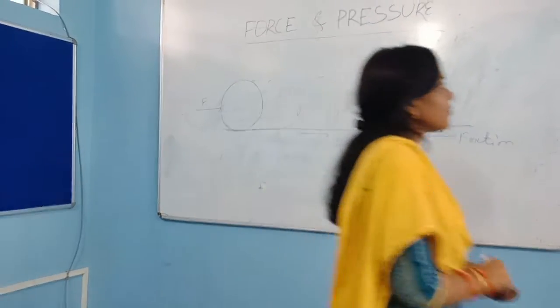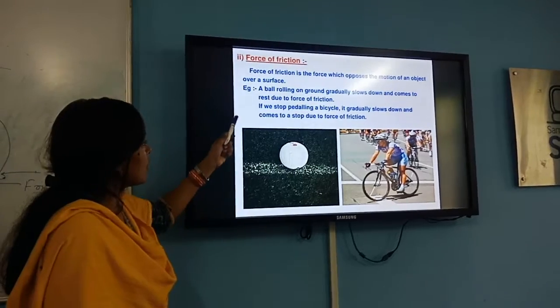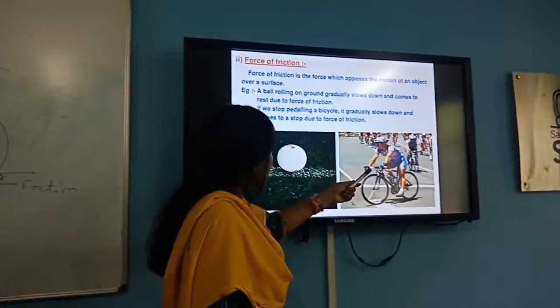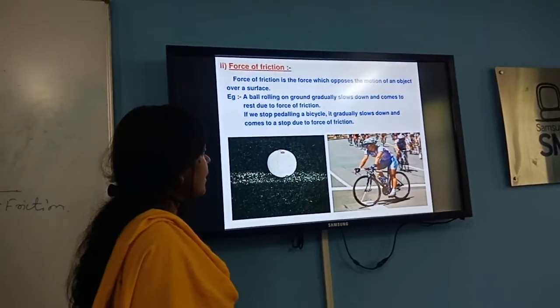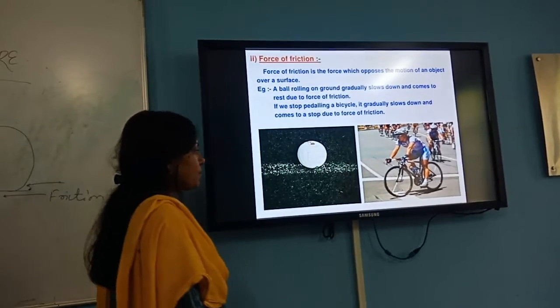So, the force of friction is the force which opposes the motion of an object over a surface. That was one example, and here is another. When we stop pedaling a bicycle, it gradually slows down and comes to a stop. It is due to the force of friction.